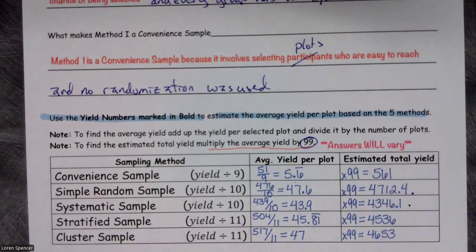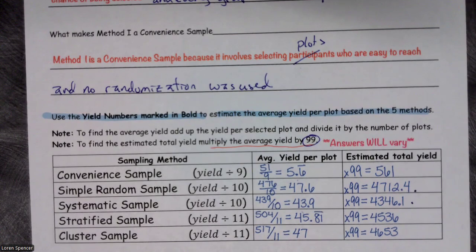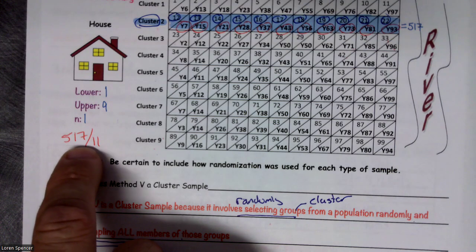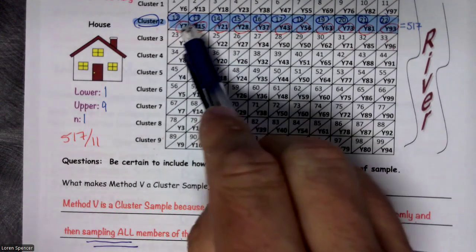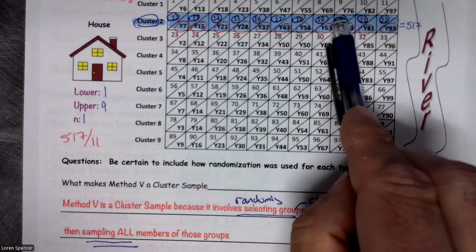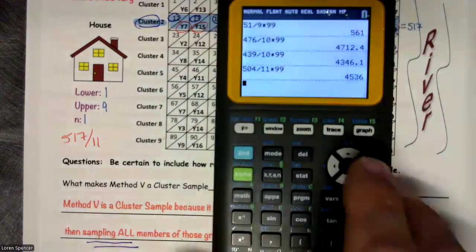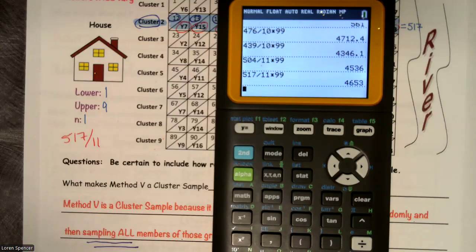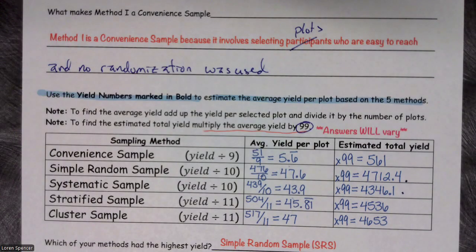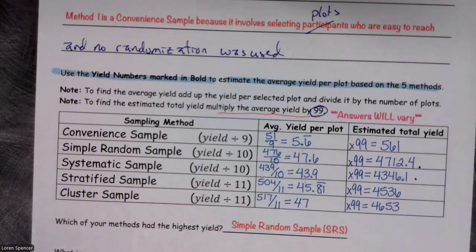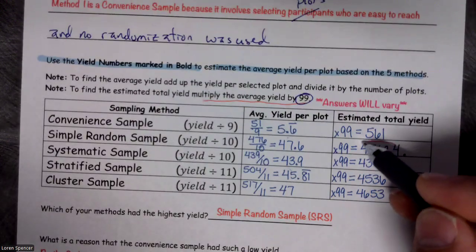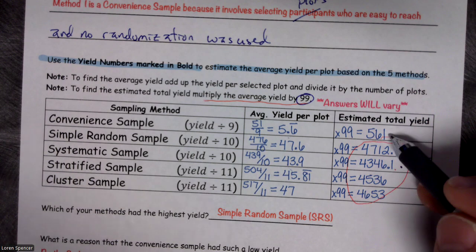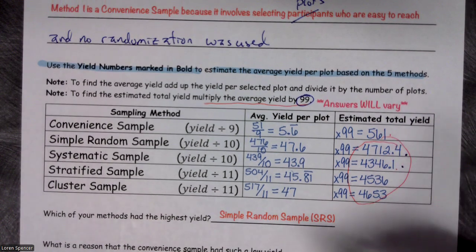And the last one we did was the cluster sample. On the cluster sample, we had a total yield of 517, and we had 11 plots because we had 1, 2, 3, 4, 5, 6, 7, 8, 9, 10, 11. So 517 divided by 11, then multiplied by the number of plots, and we get 4,653. Kind of interesting when we look at this. The systematic's a little bit lower, but all of these are well over 4,000, but the convenience only was 561.